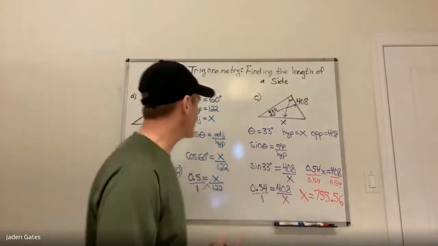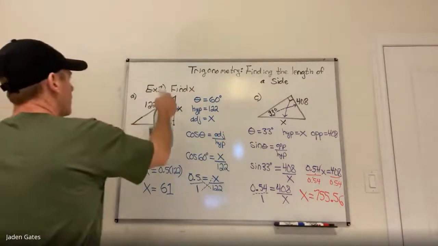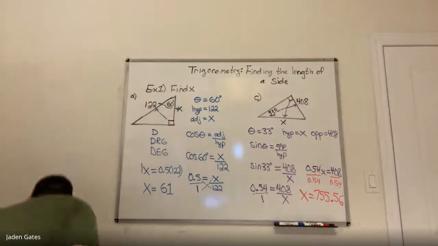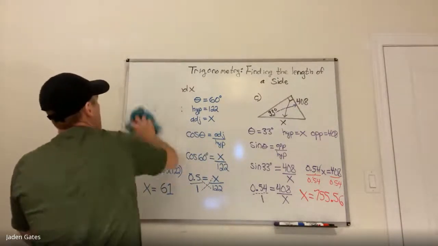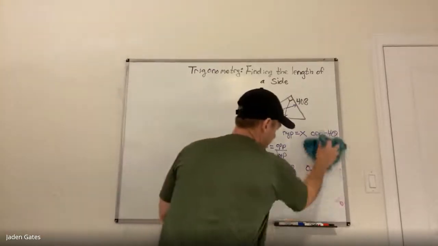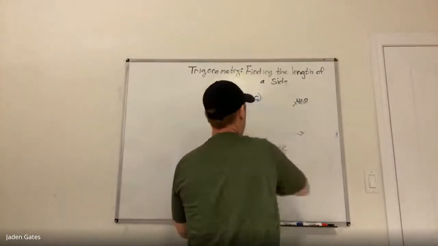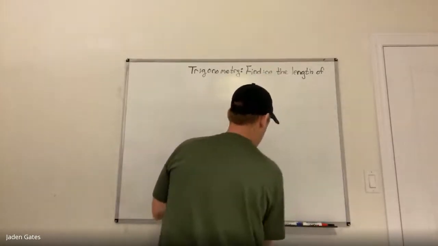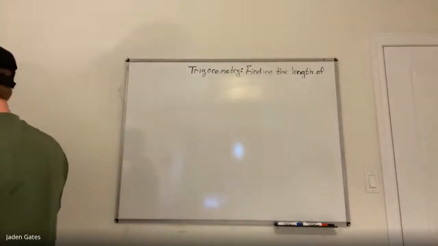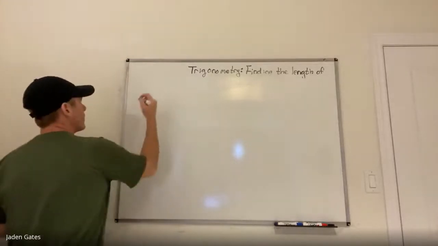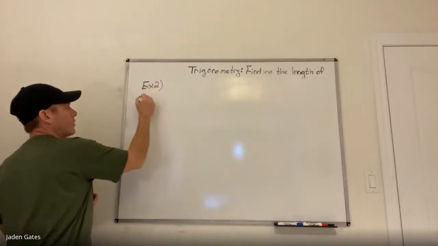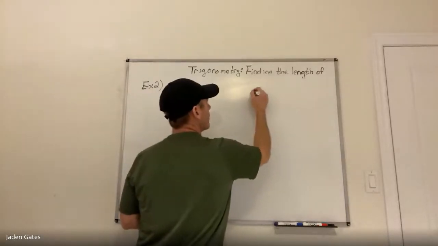All right, now, I'm going to take it up a notch here. Do a little bit tougher type. All right, so example 2. Let's go with finding the unknown side once again. All right, so why don't we go with A over here.